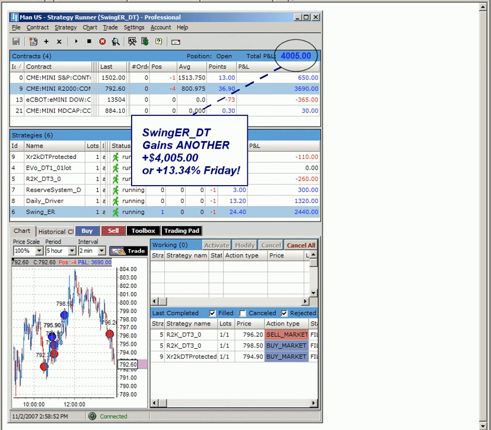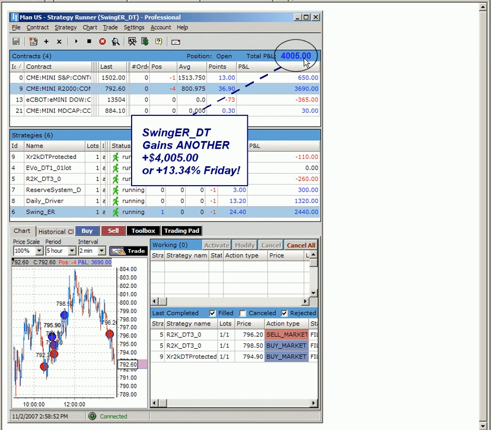Today, where does it stand? Up another $4,000, as of 3 p.m. Eastern Standard Time. So that's about a 30% gain in 2 days. Definitely want you guys to participate in these portfolios.